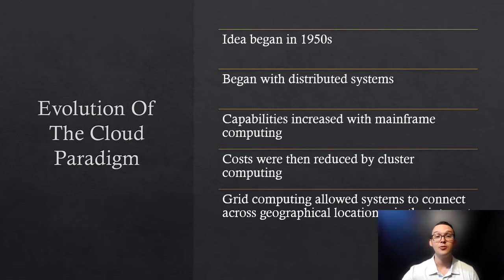The idea of cloud computing began in the 1950s. As new technologies came about, its evolution progressed greatly. Beginning with distributed systems, users were allowed to share resources within a close area. Mainframe computing then increased the processing capabilities of these systems so they can handle larger amounts of data. With the invention of cluster computing, this sharing of data became much less expensive than it was in the past. And once grid computing was introduced, users were able to share data across a much larger geographical area via the internet.